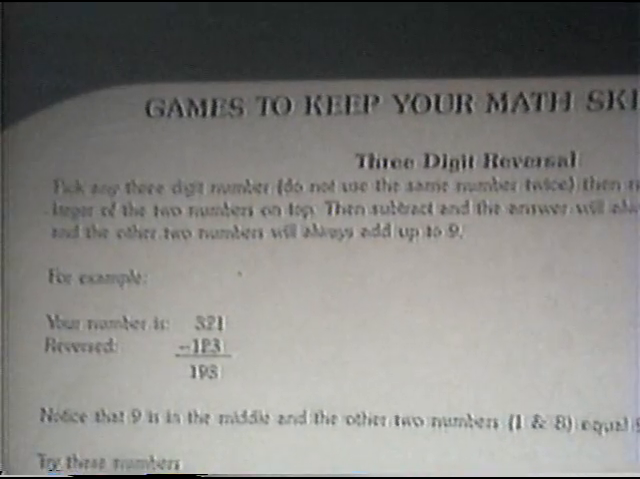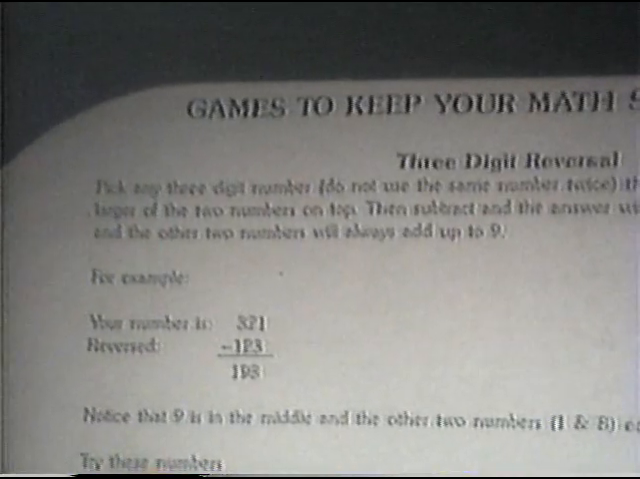3-digit reversal. Pick any 3-digit number. Do not use the same number twice. Then reverse the number, placing the larger of the 2 numbers on top. And subtract. And the answer will always have a 9 in the middle. And the other 2 numbers will always add up to 9.